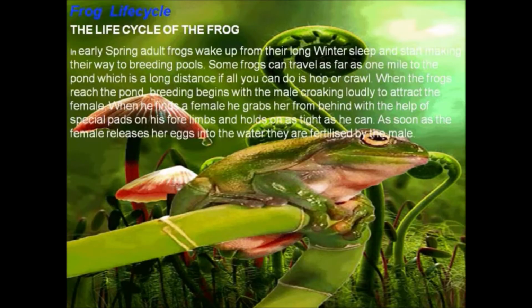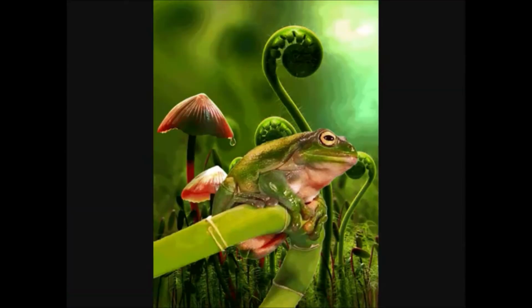The life cycle of the frog. In early spring, adult frogs wake up from their long winter sleep and start making their way to breeding pools. Some frogs can travel as far as 1 mile to the pond, which is a long distance if all you can do is hop or crawl.